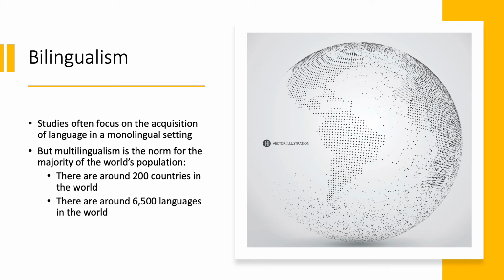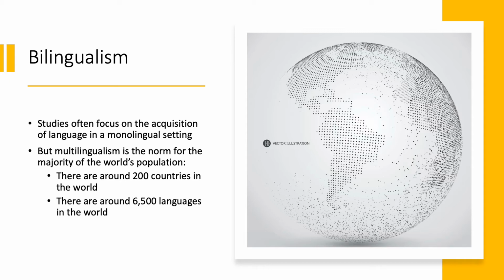Research in language acquisition often specifically focuses on monolingual children. This is because when we're trying to understand the learning process, the psychological mechanisms behind language acquisition, we want to see them in the simplest possible scenario, without the conflicting factors of additional languages.